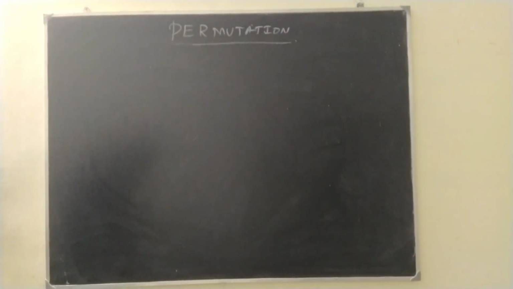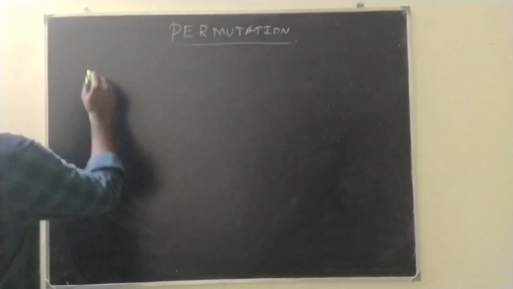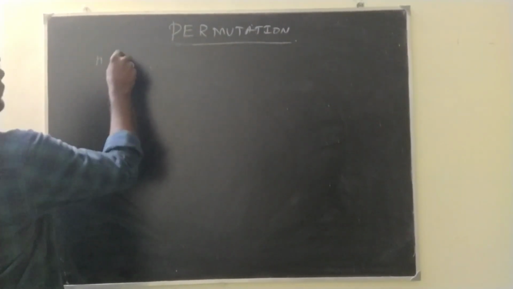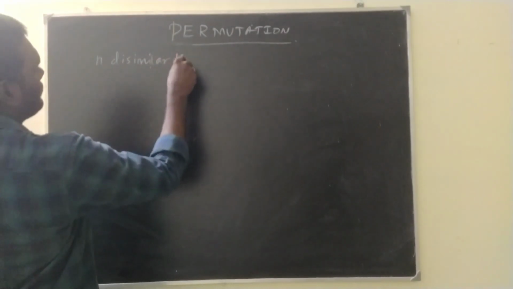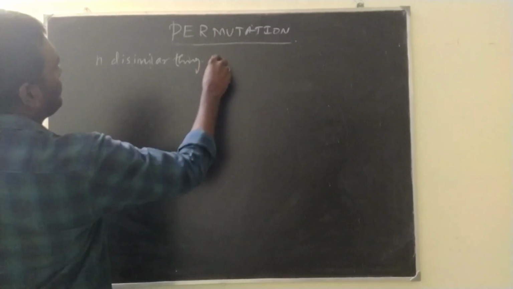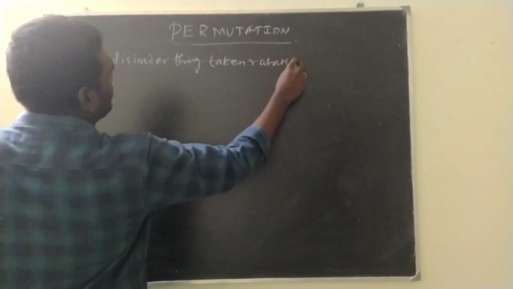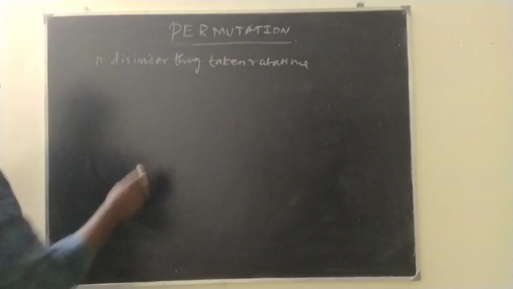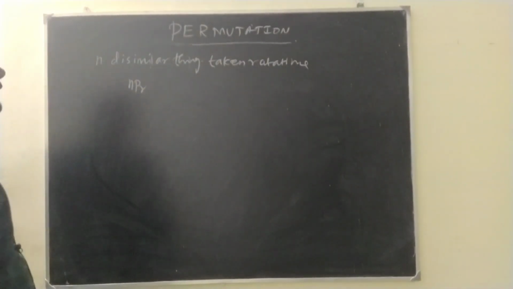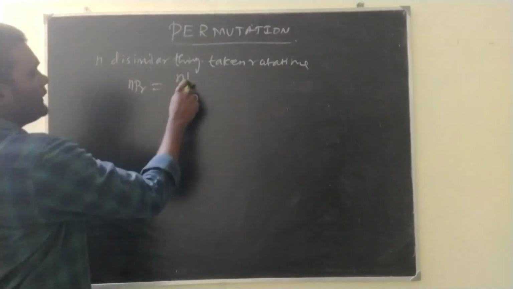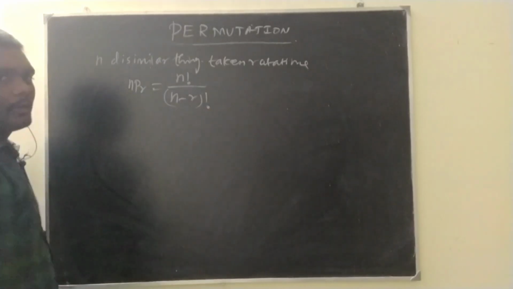Also, there is one formula. I told you, no. N dissimilar things taken r at a time, then the permutation is nPr. What is the formula for nPr? It is n factorial divided by n minus r factorial.